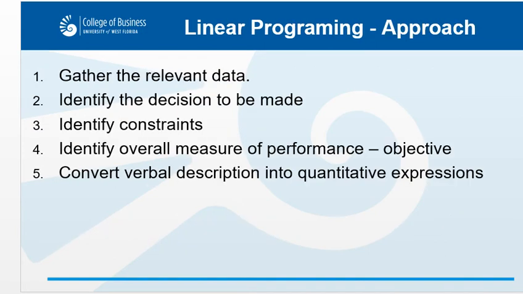Here's the approach. Five steps for linear programming. And again, linear programming has nothing to do with computer programming. Instead, it has everything to do with taking a problem, converting it into mathematical expressions, most of the time in the form of lines, so that we can solve the problem. It starts by gathering the relevant data. Then after that, we're going to identify the decision that has to be made, list any constraints that we have, determine an overall objective or measure of performance, and then take all of the information that we have in verbal description and change it into some sort of quantitative expressions.